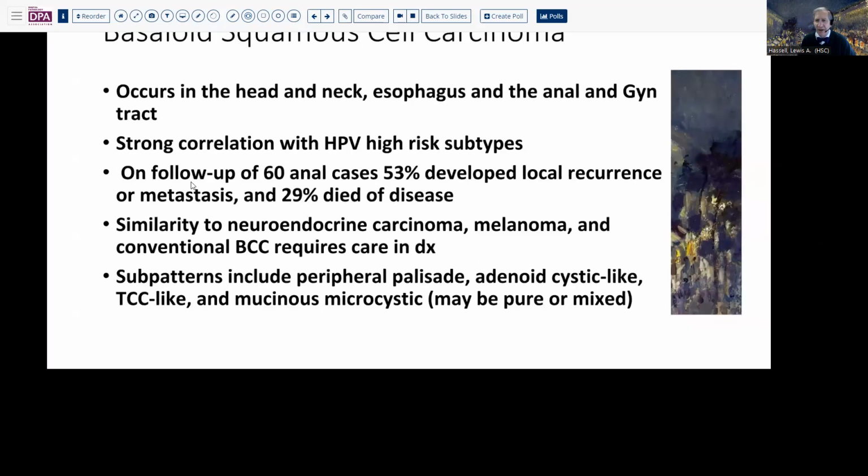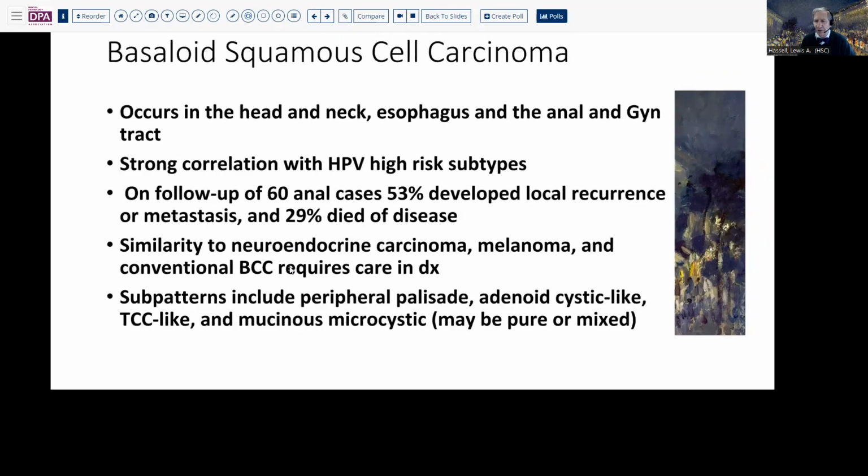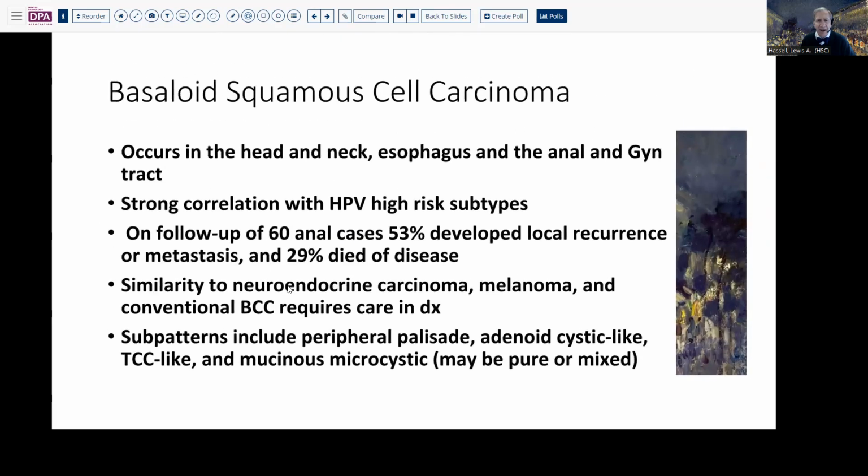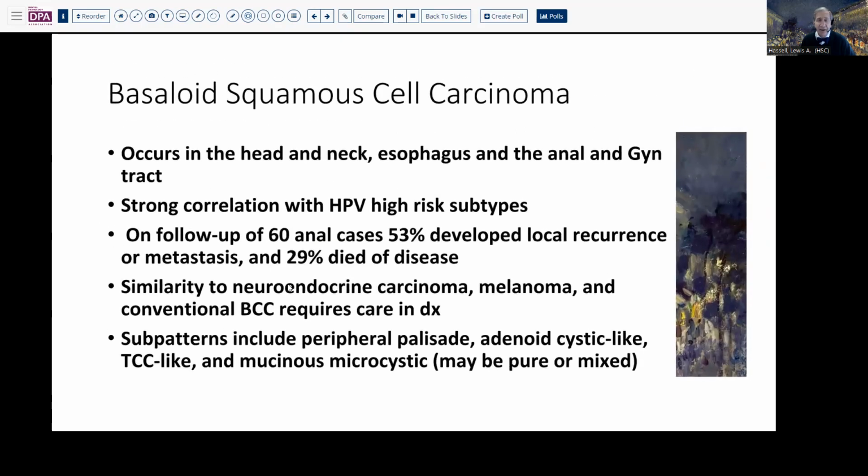And significantly, at least in the anus, there's some significant mortality from this disease. This one follow-up study showed 30% had died of their disease at the end of the study within 5 years of follow-up. And a fairly significant percentage also developed local recurrences or metastases if they had not died.